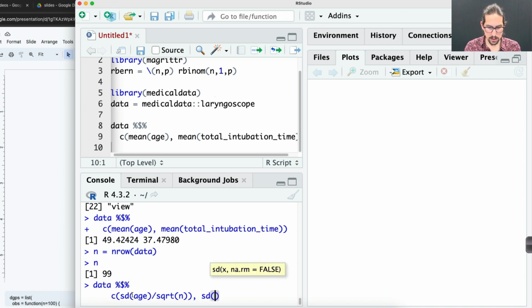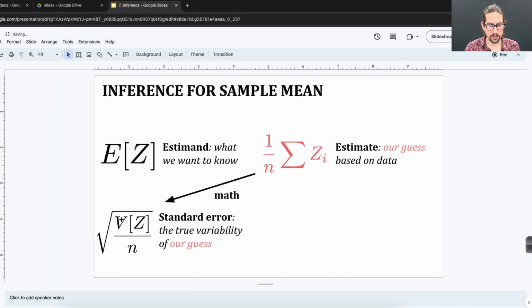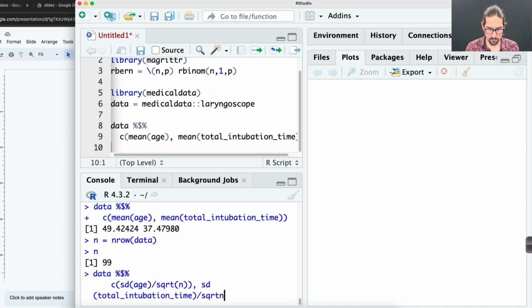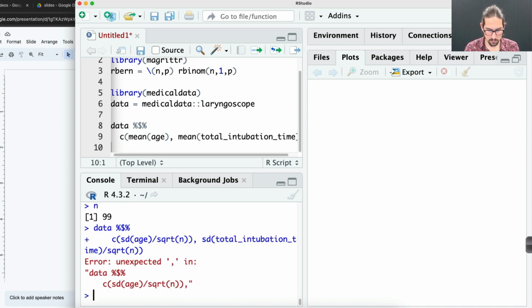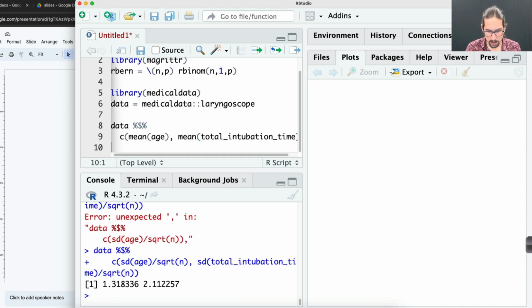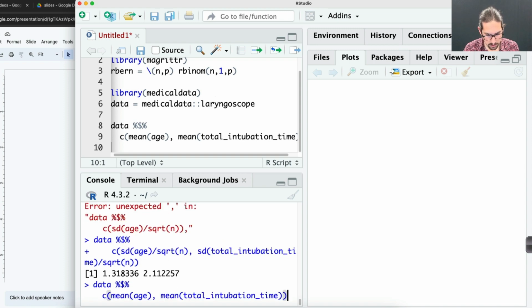Let's use the formula that we derived here. This is the square root of variance over n, or alternatively, the standard deviation of Z divided by the square root of n. So the standard deviation of my variable divided by the square root of n, and then the same thing for total intubation time. There we go. Okay, and let's look at our original estimates again.